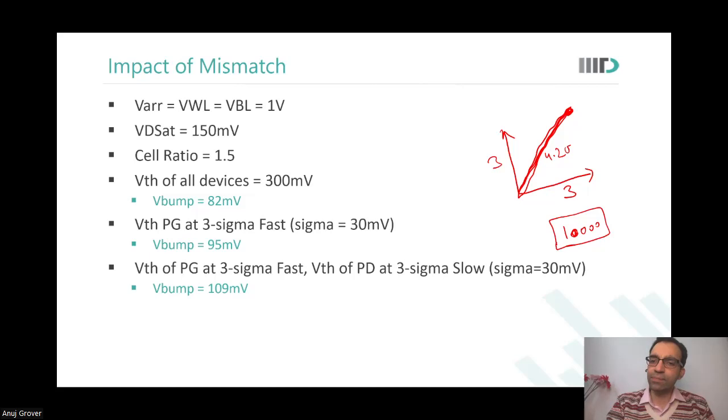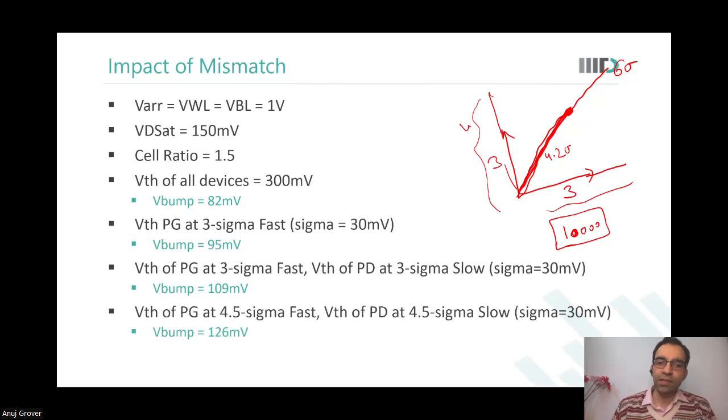But in reality, I would have a memory array or on-chip memory capacity which would be of the order of megabits. So when we have huge memory capacity, I need to qualify a larger sigma extent. I need to possibly go up till 6 sigma. To go up till 6 sigma, I will need to go up to around 4.5 sigma on these axes. If pass gate is 4.5 sigma fast and pull down is 4.5 sigma slow, then with a cell ratio of 1.5, I already have a V bump of 126.